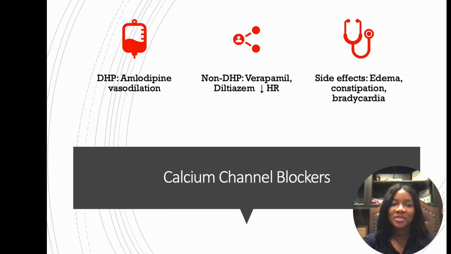Now, let's move on to the calcium channel blockers. They are divided into dihydropyridines such as amlodipine and non-dihydropyridines such as verapamil and diltiazem. One important thing for you to remember, edema is very common, and watch for bradycardia.